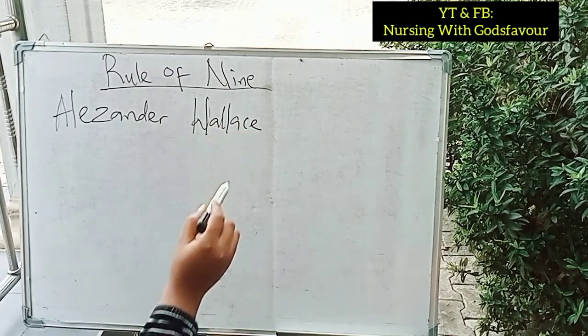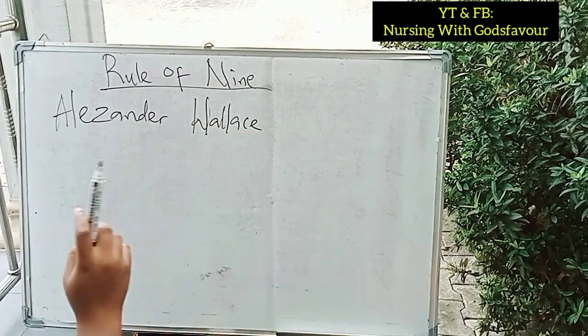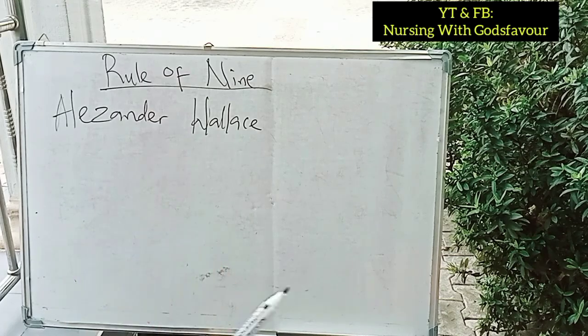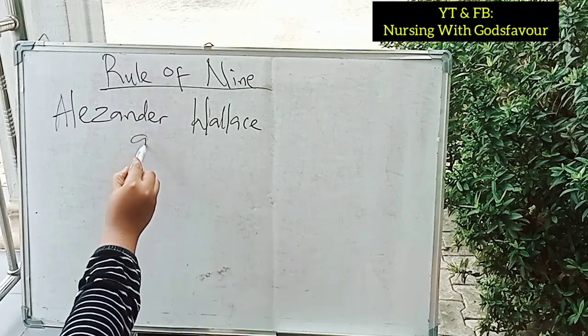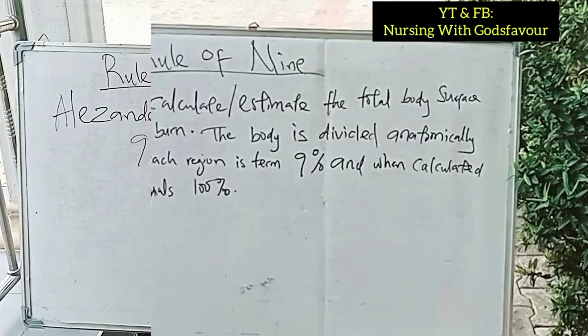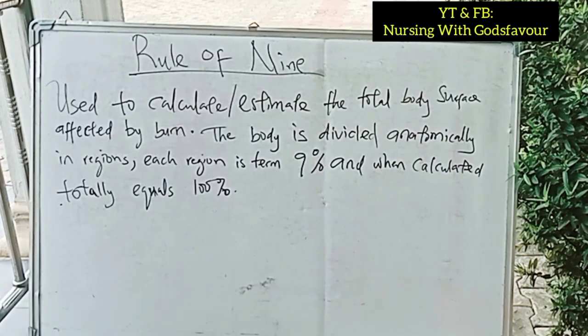Alexander Wallace used this rule of 9 to say that every part of the body that is affected by burn is calculated as 9%. Let's have a quick definition of the rule of 9. What is it about? What did Alexander Wallace say about the rule of 9?